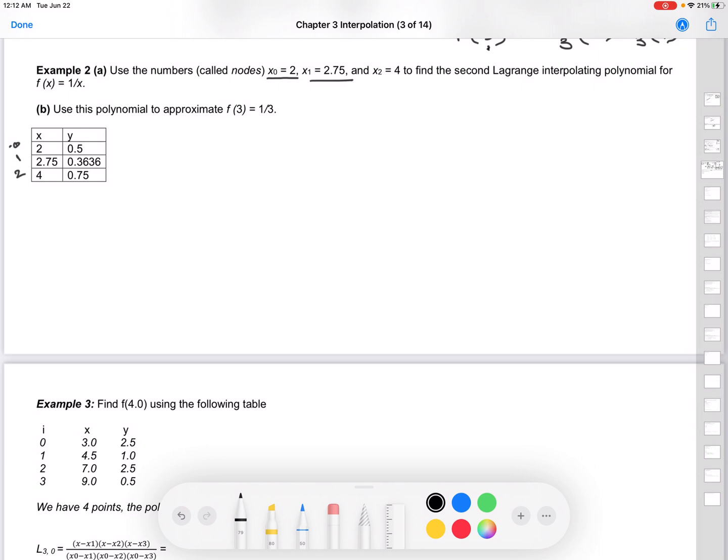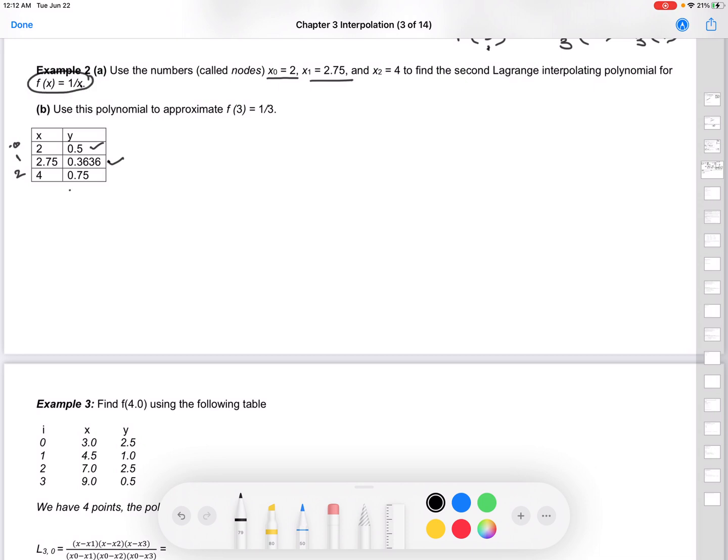Find the Lagrange interpolating polynomial for f of x equals 1 over x. When x is equal to 2, f of x is 1 over 2, which is 0.5. When x is equal to 2.75, 1 over 2.75 is 0.3636 something. When x equals 4, so we use this function to create this table.